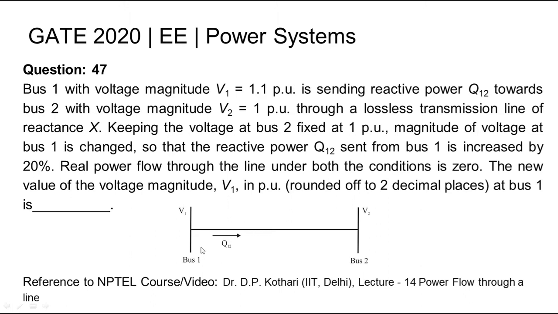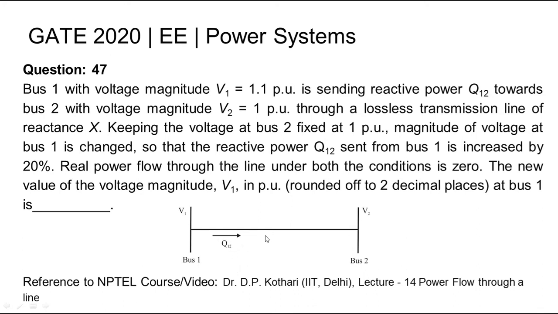Bus 1 is sending reactive power Q12 towards bus 2. The transmission line that is connecting both the buses is lossless with reactance X. If we keep the voltage at bus 2 fixed as 1 per unit, the magnitude of voltage at bus 1 is changed and the reactive power Q12 that is sent from bus 1 to bus 2 is increased by 20%.